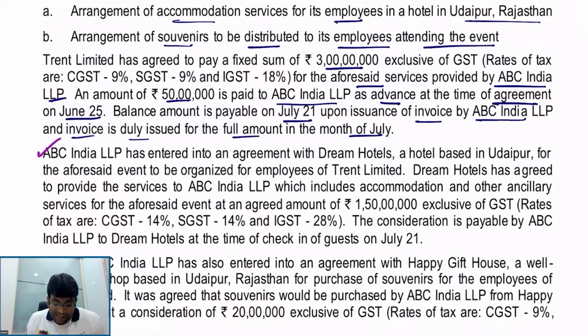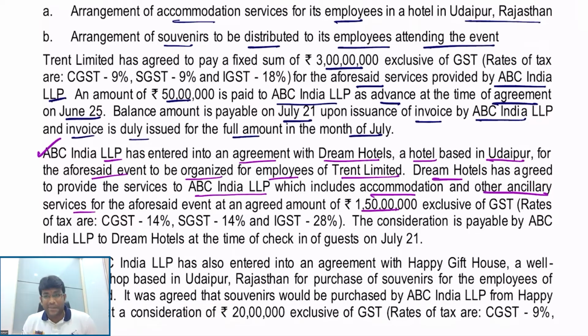Then ABC India LLP has entered into an agreement with Dream Hotels, a hotel based in Udaipur, for the aforesaid event to be organized for the employees of Trent Limited. So ABC India contacted whom, my dear friends? Dream Hotels. And Dream Hotels agreed to provide services to ABC India LLP, which include accommodation and other ancillary services for the aforesaid event at an agreed amount of 1 crore 50 lakh exclusive of GST. And please note that the rate of GST is 14% plus 14%, effectively 28%. Makes sense, right, my dear friends?